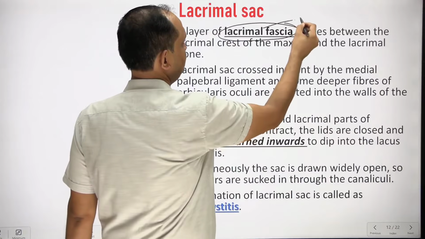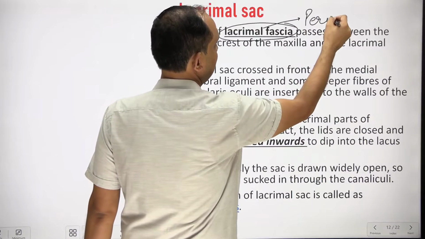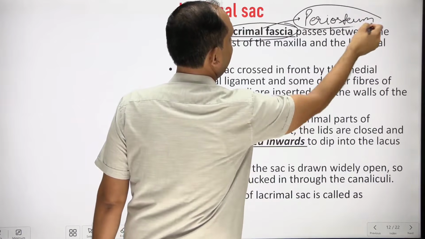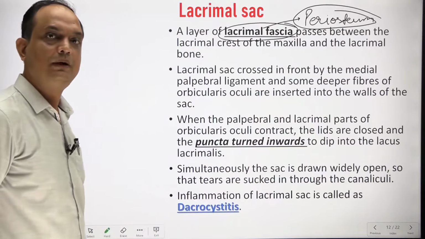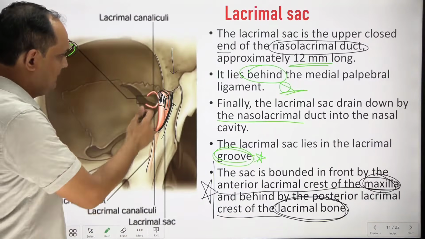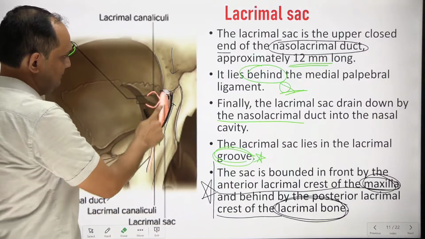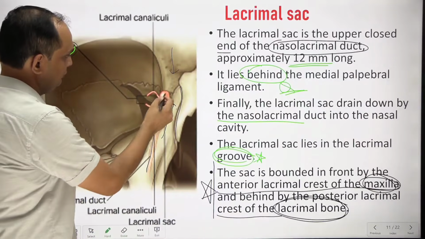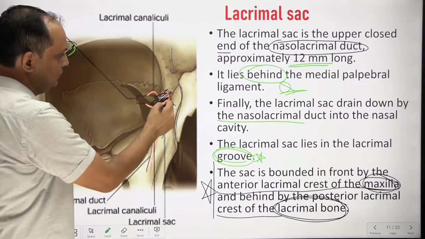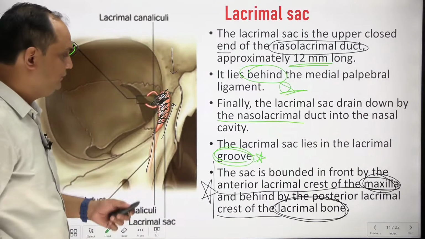Now what is lacrimal fascia? It is nothing but the periosteum. It is the orbital periosteum, and this orbital periosteum covers the lacrimal sac. So around this lacrimal sac you will have a covering, and that covering is known as your lacrimal fascia.